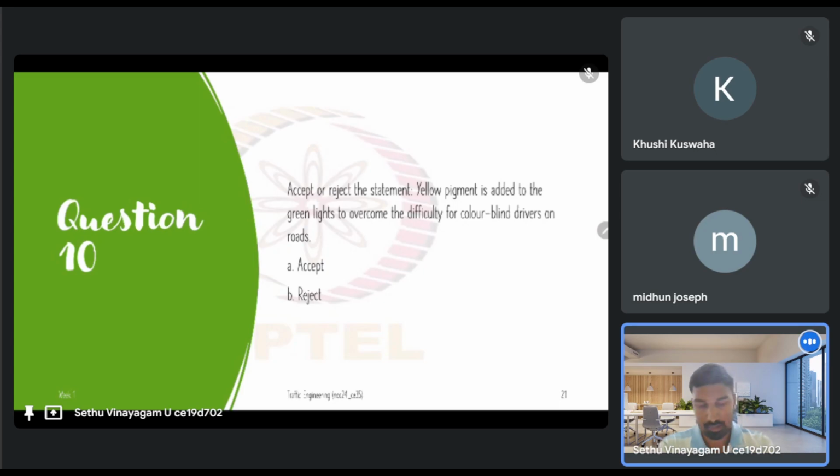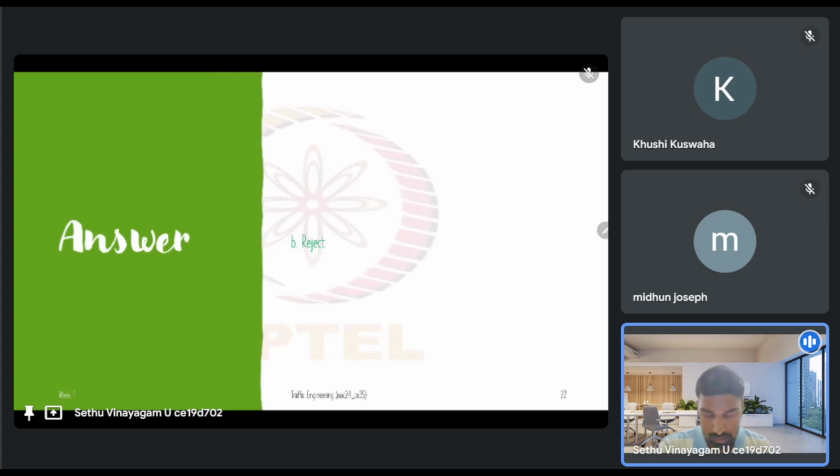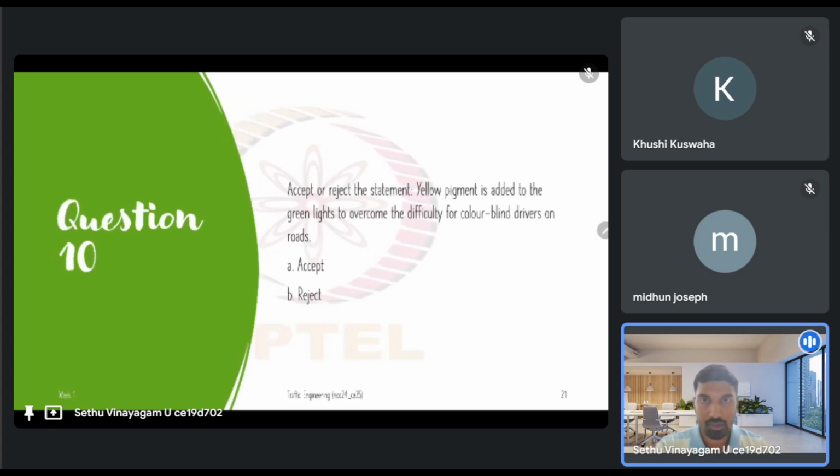Okay, so the right answer is option B, that we reject the statement. Even though to help the colorblind drivers we do add some other color pigment to the traffic lights, yellow is not added to green light. Yellow pigment is added to the red light, whereas the blue pigment is added to the green light. So therefore they'll be able to distinguish the red and green, even though they cannot distinguish red and green directly. This addition of yellow pigment and blue pigment to these lights will help them distinguish between the two.